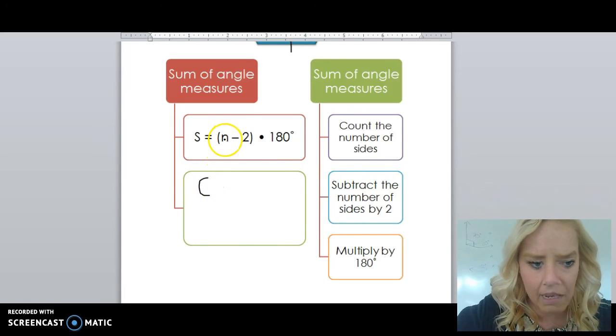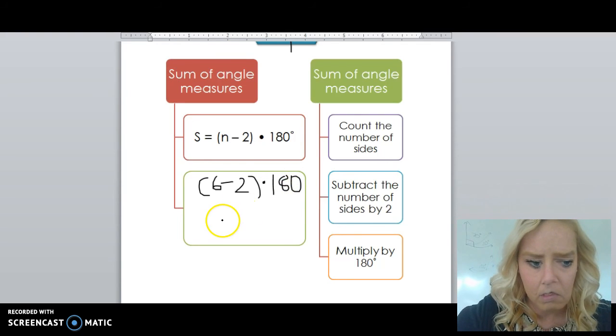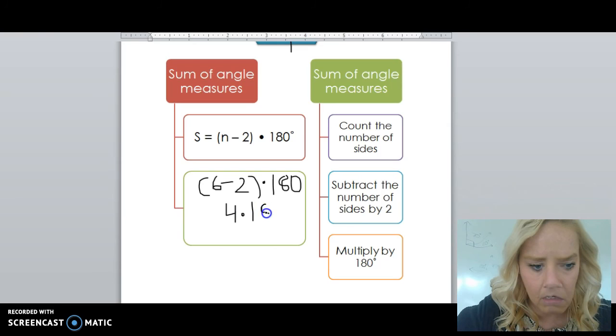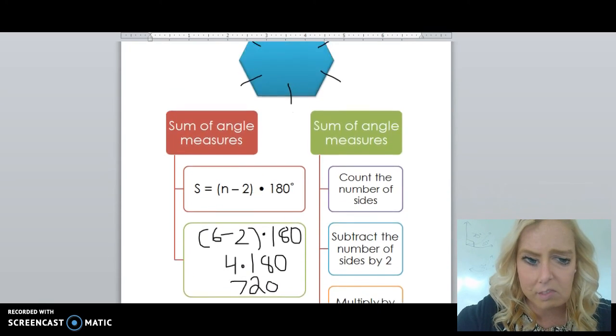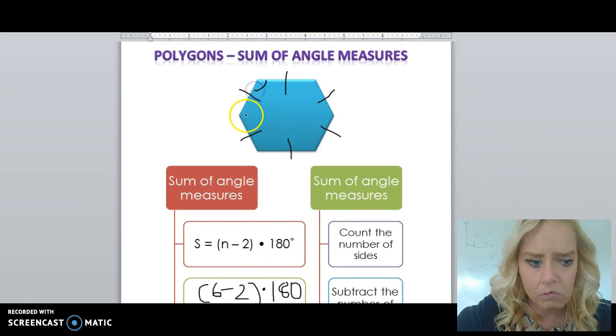So the number of sides is n. So 6 minus 2 times 180. So 6 minus 2 is 4. 4 times 180. As we just saw, 720. Now, I'm just going to add something in here as well. So what this is saying is that all of these angles add up to 720.